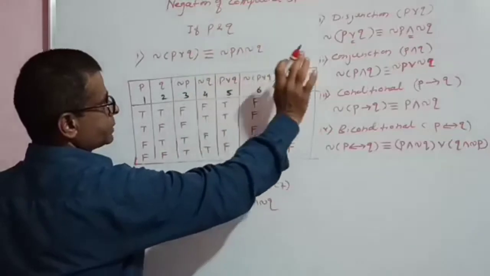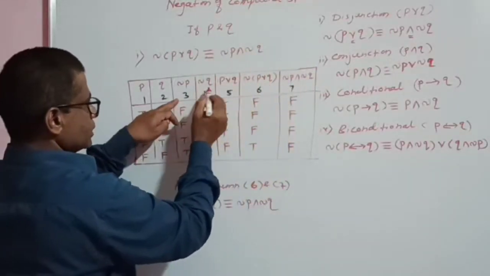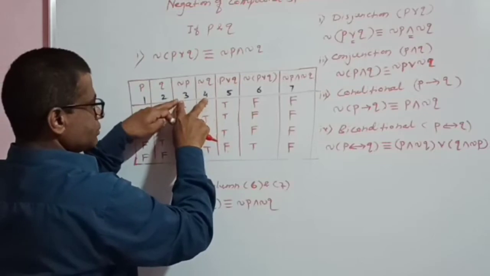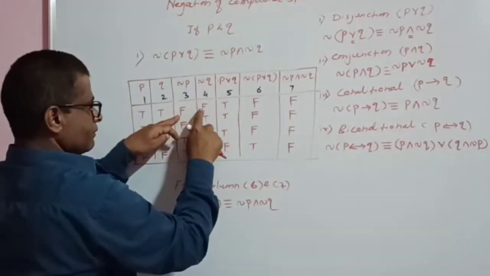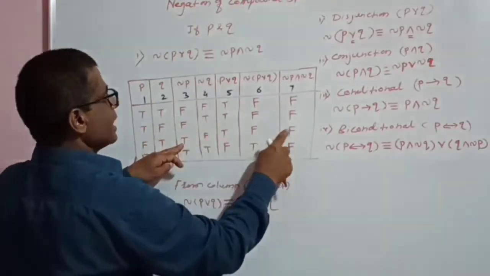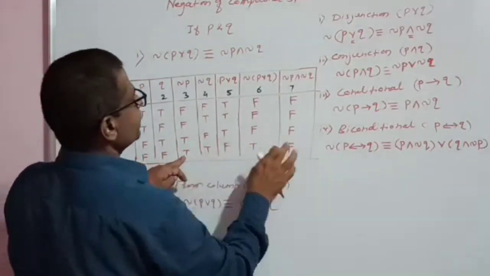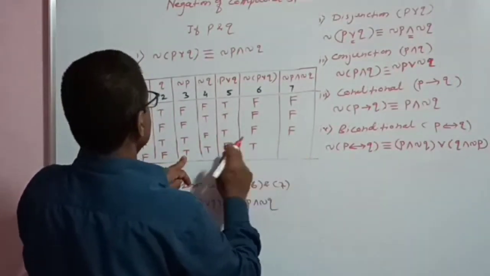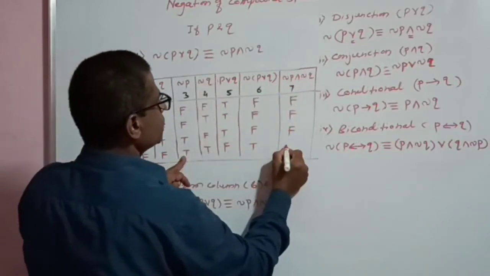Then the right hand side statement pattern is what? Conjunction between negation of P and negation of Q. So take the conjunction between these two columns. The conjunction is true only if both are true, and it is false in all of the other cases. So F conjunction F is F, F T F, T F F, and T T T. Negation of P conjunction negation of Q is what?